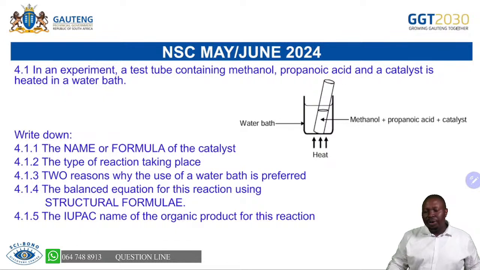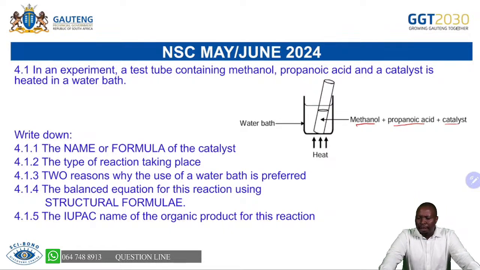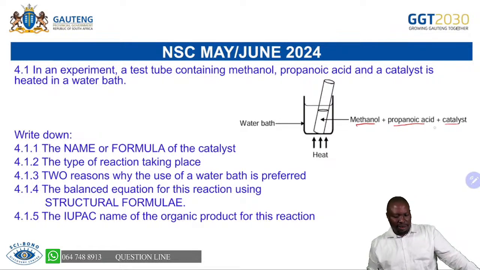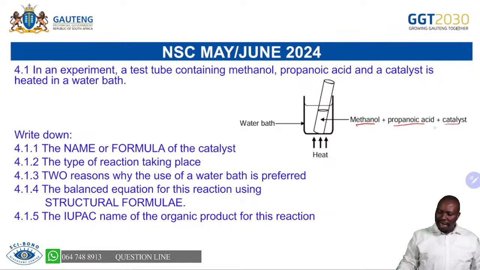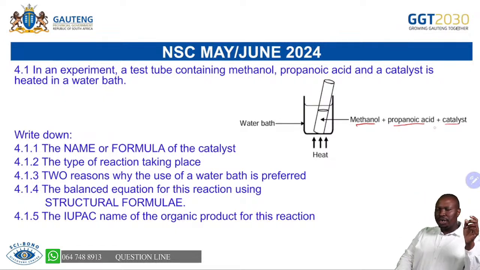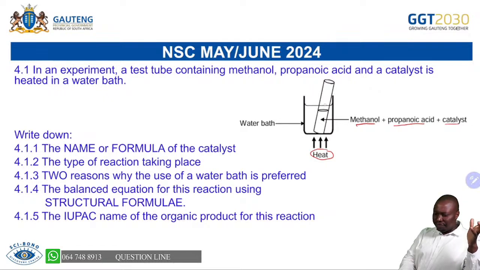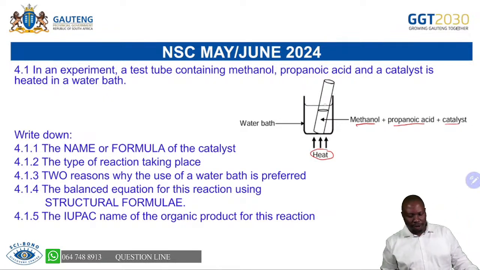Now, name or formula of the catalyst. So you see that they gave us methanol, they gave us propanoic acid, they gave us a catalyst. So you are able now to see that our catalyst will be sulfuric acid, and this type of reaction we call esterification. And we said we are doing this to take precautions in order to ensure that we don't expose the alcohol to direct heat, so we are using the water bath, because it is flammable, and we are doing that as a protective measure.